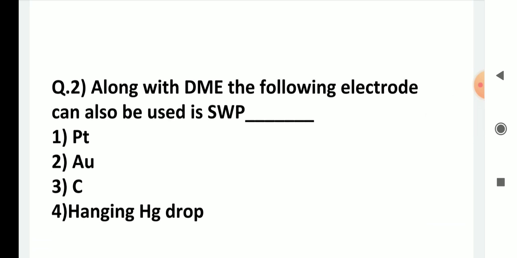Second question, along with the DME, the following electrode can also be used in square wave polarography: platinum, gold, carbon, hanging mercury drop. Well, in this case, the hanging mercury drop also can be used along with DME. Instead of DME, you can use hanging mercury drop. So the fourth one is the answer.